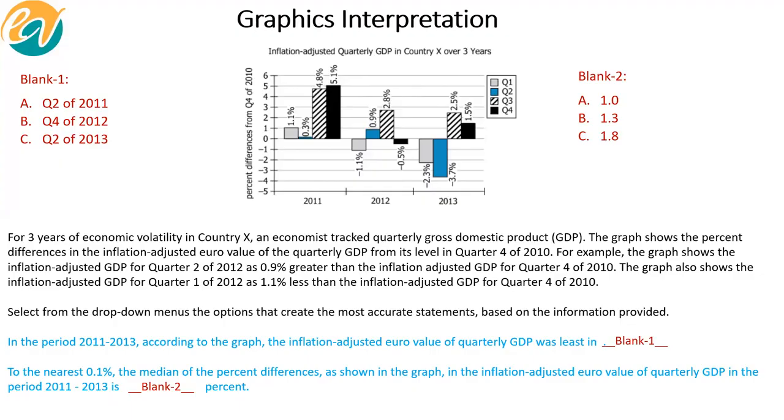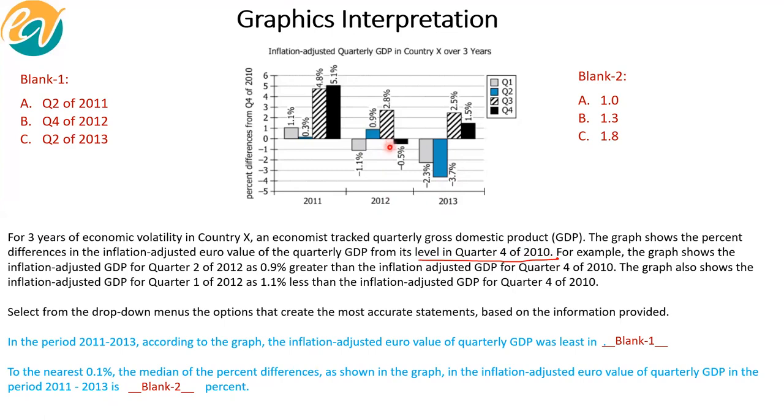So what's the baseline? What's the baseline? This is the baseline. Every bar in this graph is with respect to this, right? So for example, we are talking about Quarter 2 in 2013. It had 3.7% lesser GDP than the GDP of quarter 4 in 2010, right?